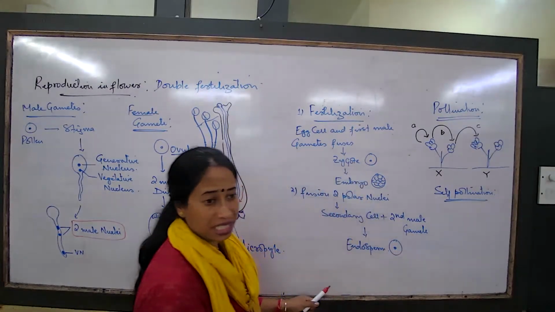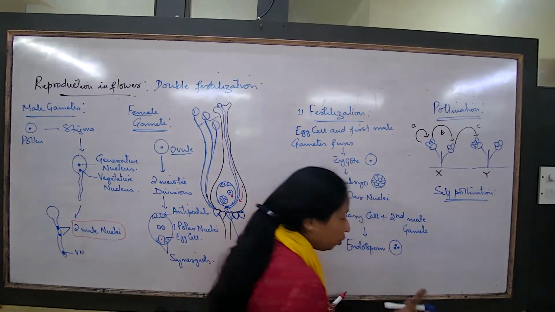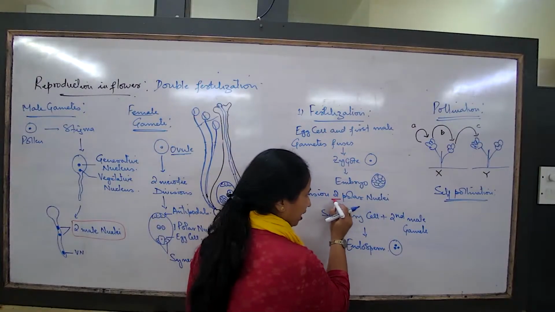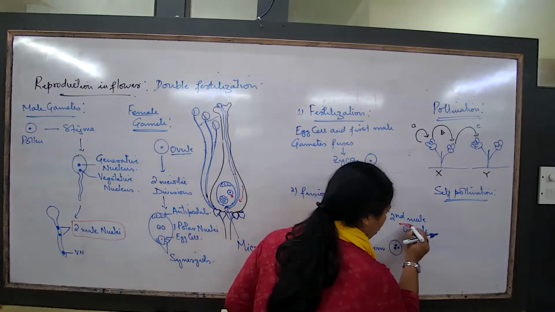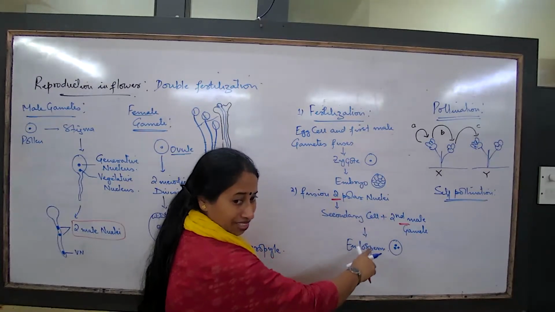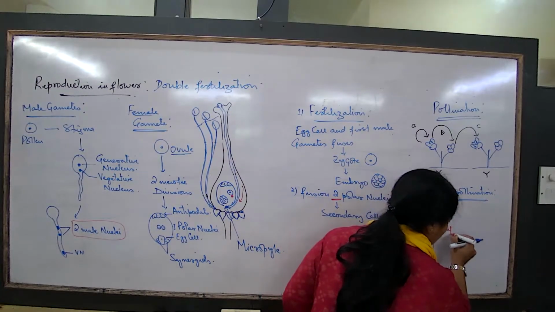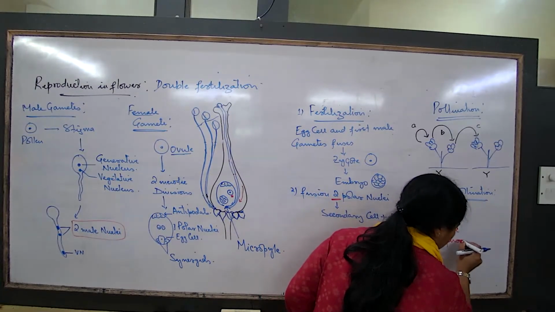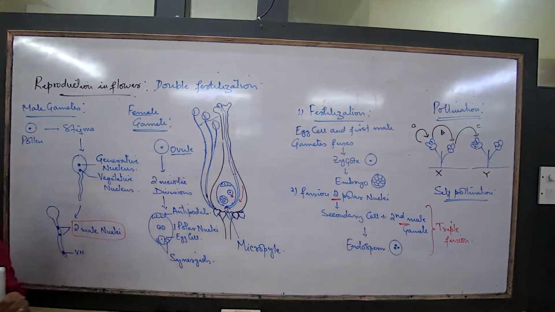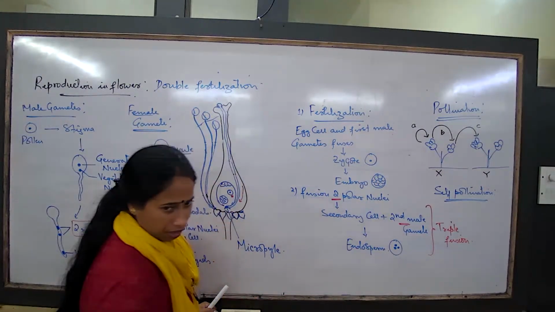Endosperm also is a single cell, but this endosperm is actually formed by the fusion of three nuclei. Yes or no? The endosperm is formed by the fusion of three nuclei, two and then one. That's why the second step is known as triple fusion. Why is this method known as triple fusion? Because three nuclei are fusing together, resulting in the formation of endosperm.